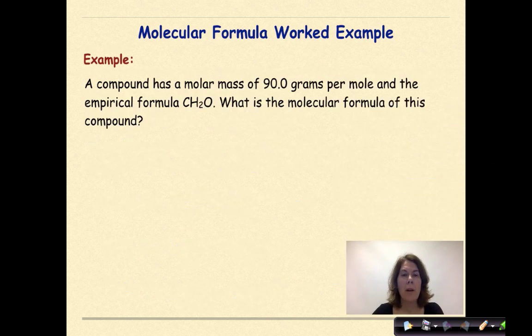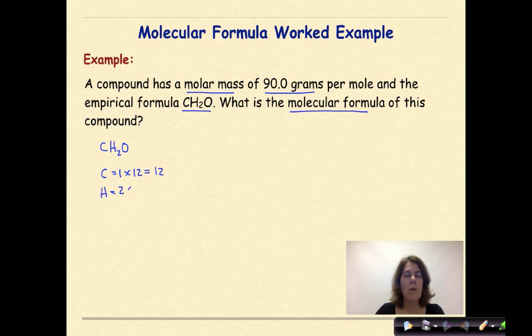A compound has a molar mass of 90 grams per mole and the empirical formula CH2O. What is the molecular formula? Okay, step 1, we have CH2O. We're going to find the mass of this. So carbon, 1 carbon times 12, that's 12. Hydrogen, we have 2 of those times atomic number of 1, that's 2. Oxygen, we have 1 of those times 16, that's 16. And if we add all those up, we get 30 grams per mole.